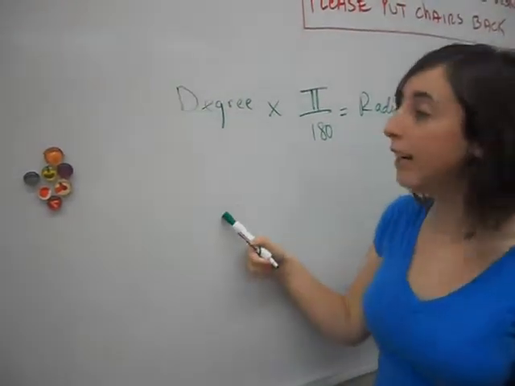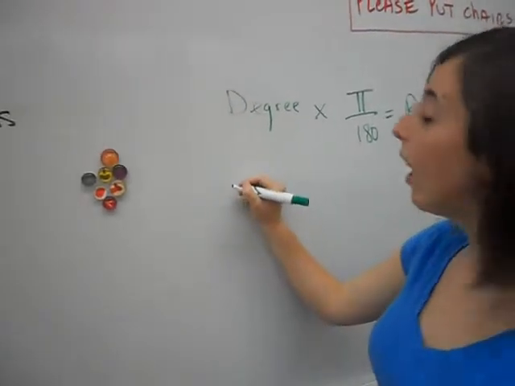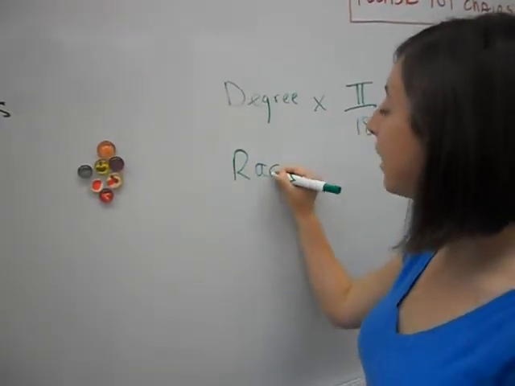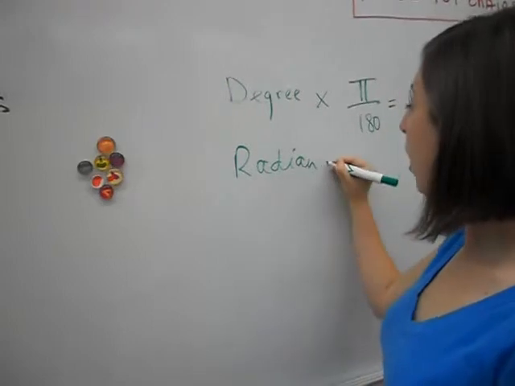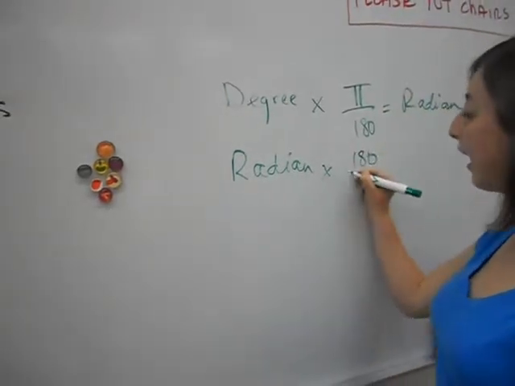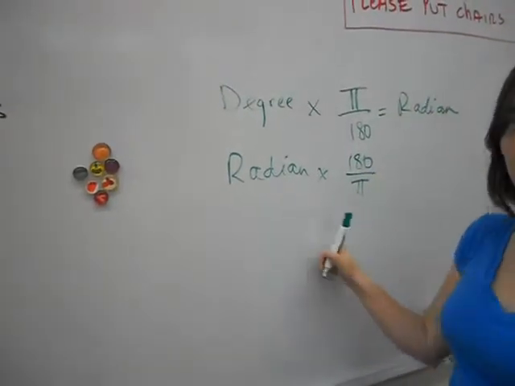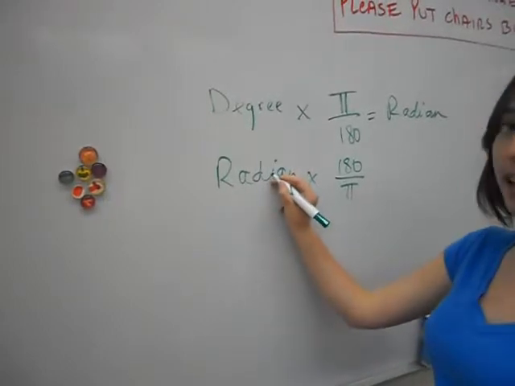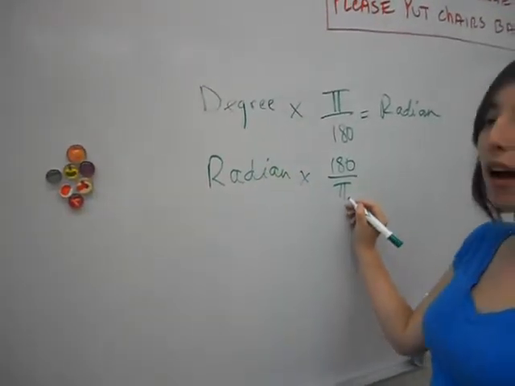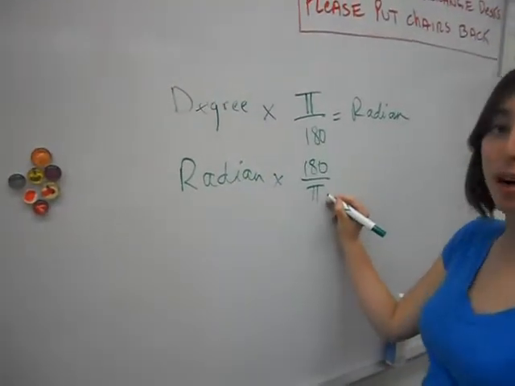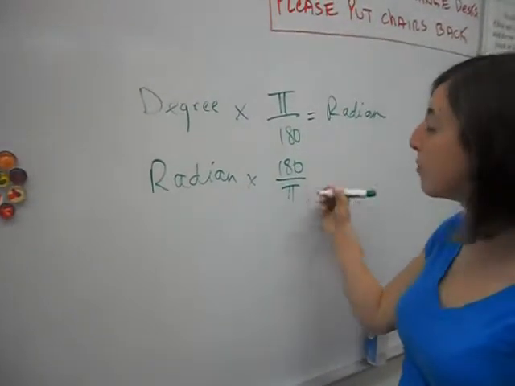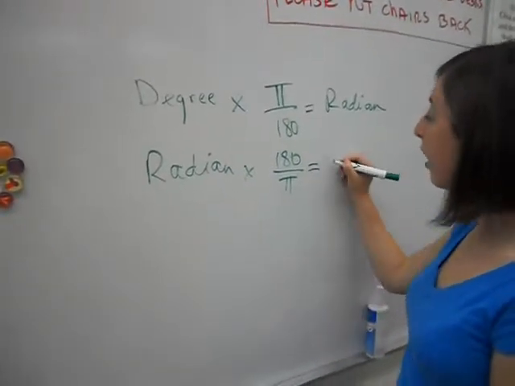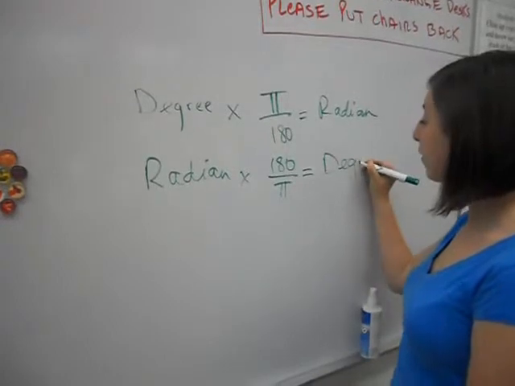But if you're given a radian first and you need to change it to degree, you can just take the radian and multiply it times 180 over pi. Because remember, the radian has a pi in it, and we want to get rid of that pi. So we have to divide by the pi, and the pi has to go on the bottom of the fraction. So that will give you the degrees.